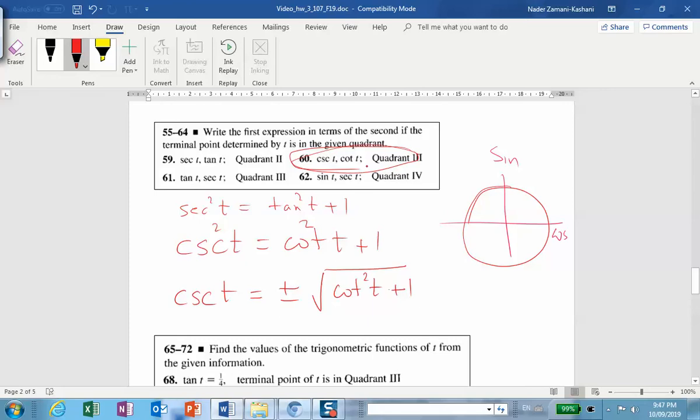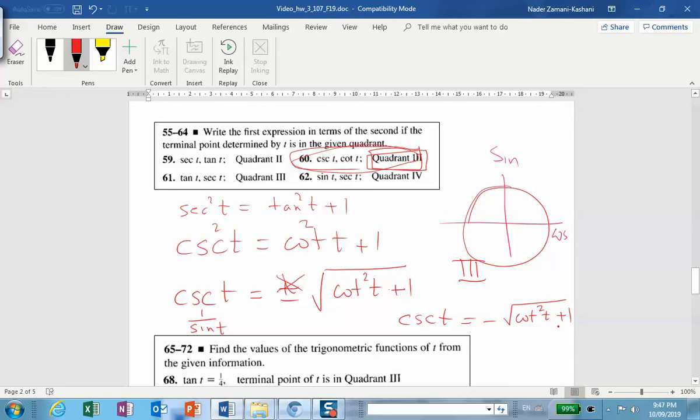Now, we are told that the point of interest is in quadrant 3. Quadrant 3 is down here. So what do we know about cosecant? Cosecant is 1 over sine, right? And if you're told that we are in quadrant 3, sine is negative, so cosecant is negative. So once again, do not take the plus sign. So the answer is cosecant of t is equal to minus square root of cotangent squared t plus 1.